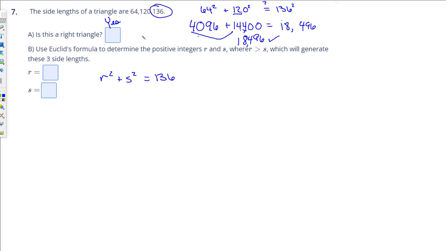136. R squared minus s squared, well, it has two different numbers it could be. It could be 120 or it could be 64. We don't know which one. And so to test it, we'll take and add them together. That's 256 equals 2r squared. Divide it by 2. And so I have 128.